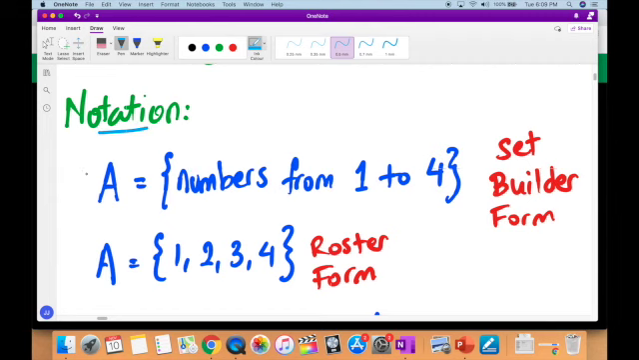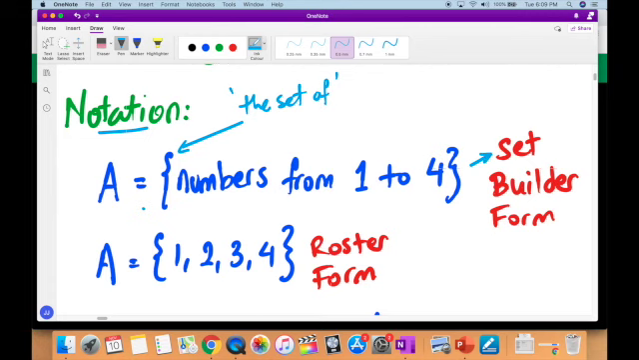We saw that you could name a set with a capital letter, right? So we'll call this a set A, and then equals curly brackets. The curly brackets means the set of. And you could write the set of in an English statement. So for example, this says A is the set of numbers from 1 to 4. This is called the set builder form.